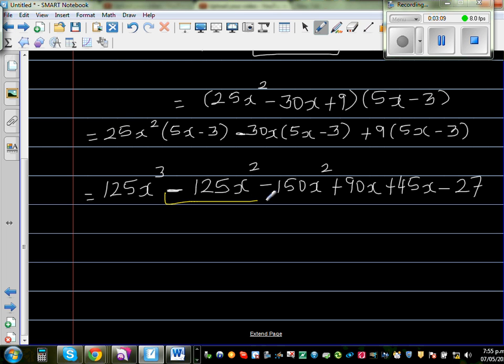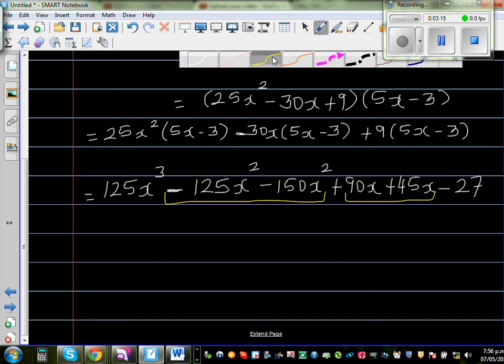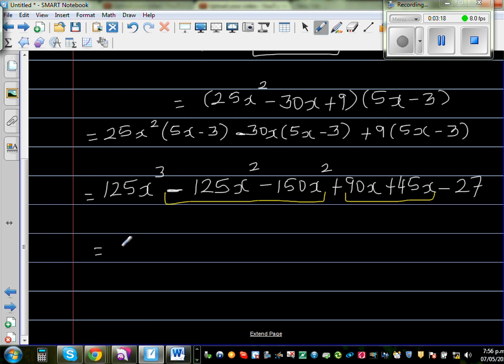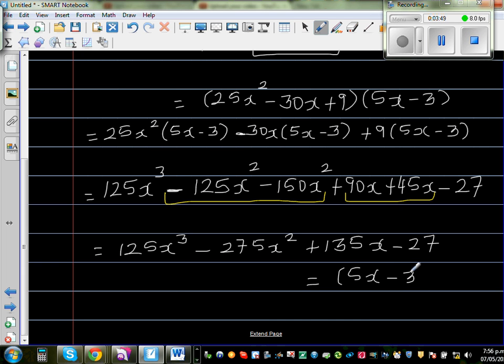Okay, now we need to simplify this and also this. So this gives you 125x cubed, this is 275x squared, 90 plus 45 is 135, so it's 135x minus 27. Okay, so this is your answer, which is the expansion of 5x minus 3 the whole cube.